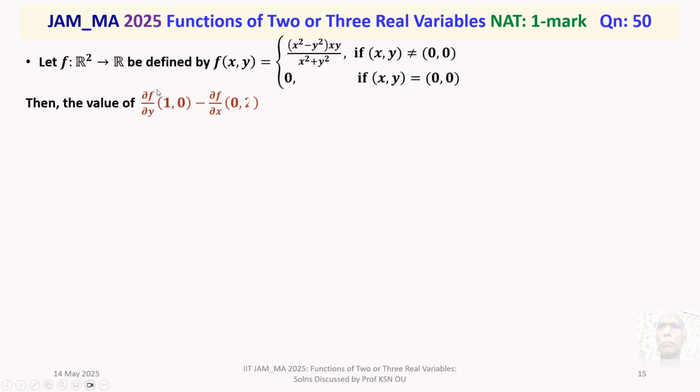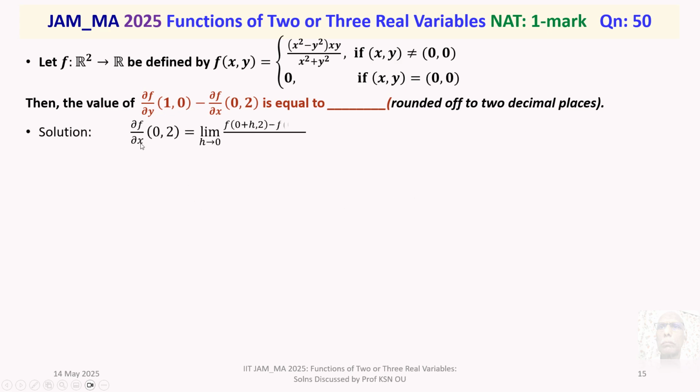Then the value of del f by del y at (1, 0) minus del f by del x at (0, 2) is equal to, you have to round off to 2 decimal places. So, del f by del x at (0, 2) first we compute. So, the limit h tends to 0, f of (0 plus h, 2) minus f of (0, 0) by h. F of (0, 0) is 0, limit h tends to 0 of f of (h, 2) by h.